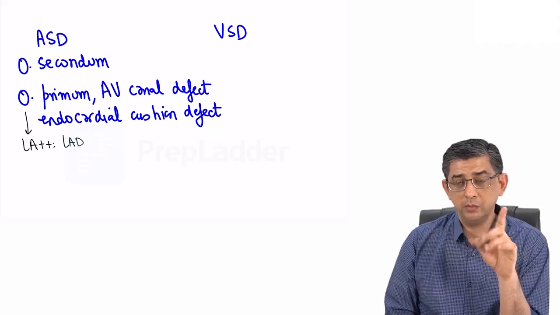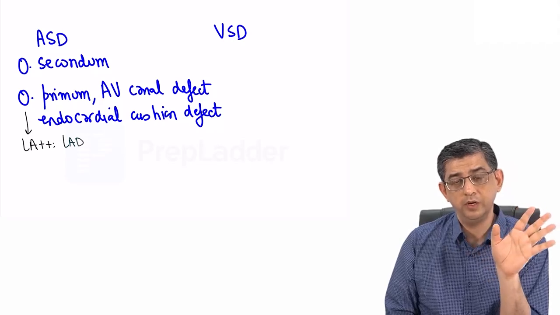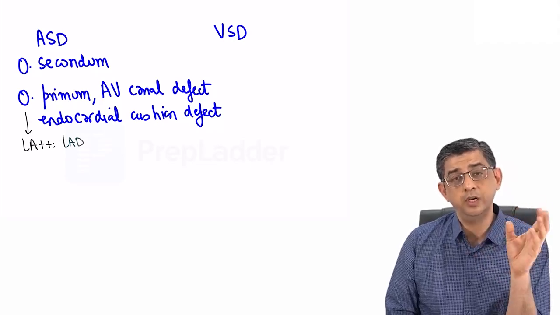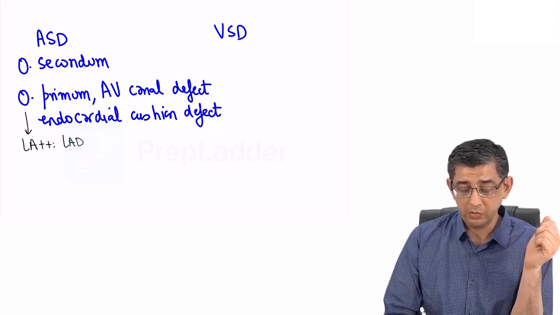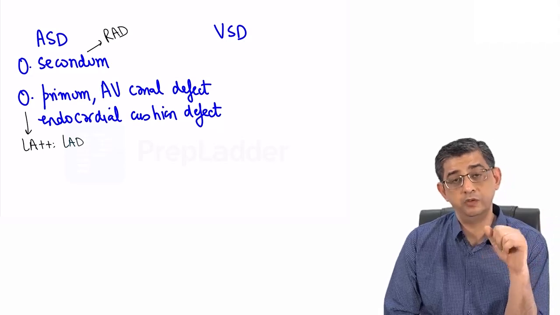In ostium secundum, there is no cleft mitral valve. Left ventricle will not be able to send blood into the left atria. It is left atria sending blood into the right atria. So right atria will become bigger. So in ostium secundum, because right atria is becoming bigger, in ECG you will see right axis deviation.